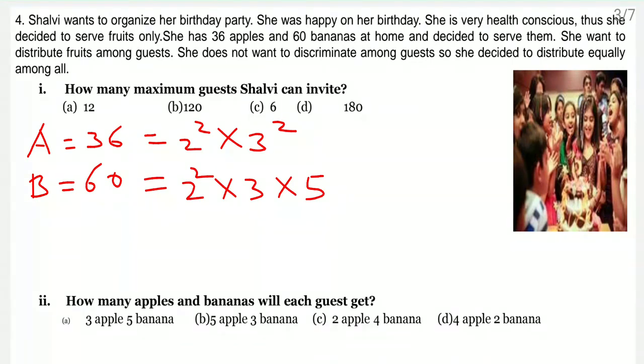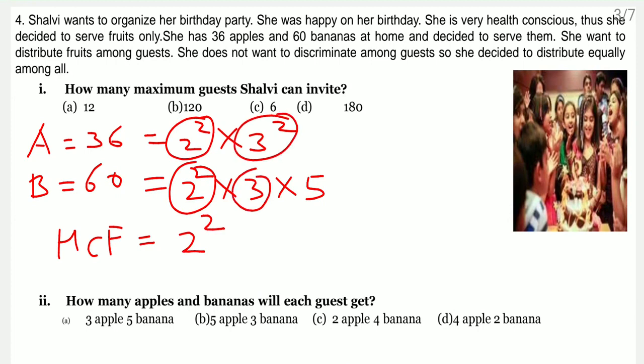Okay. Now, she's asking how many maximum number of guests. So, if I go for LCM, the number will be big, right? So, those many fruits we don't have. So, we have to find out what? HCF. So, here HCF of these two numbers. See here, 2 square and 2 square is common. So, once I will write down 2 square.